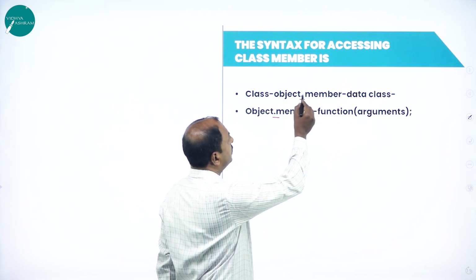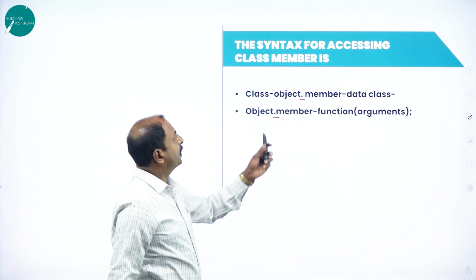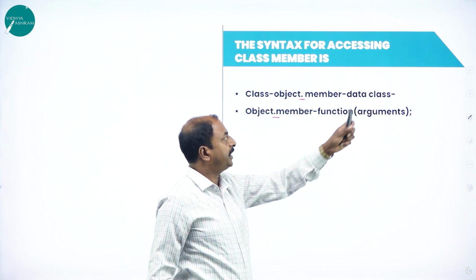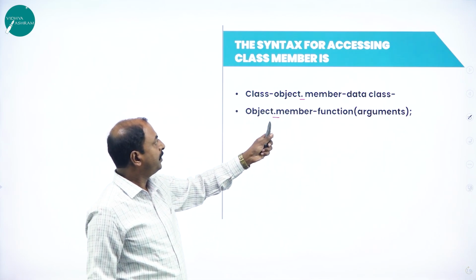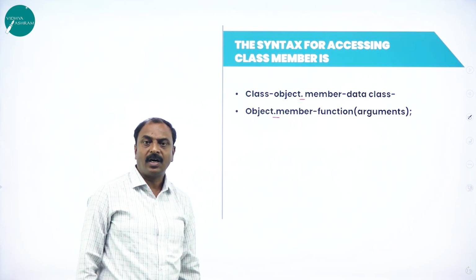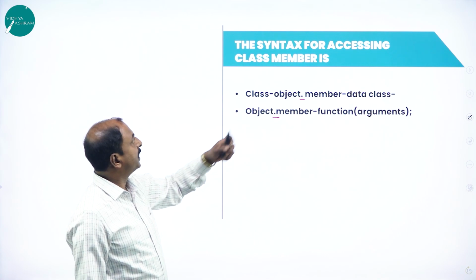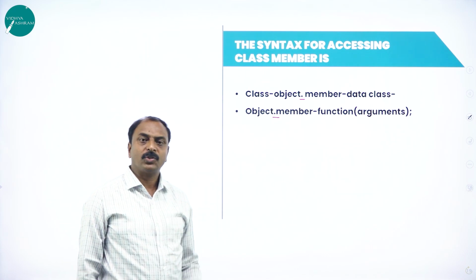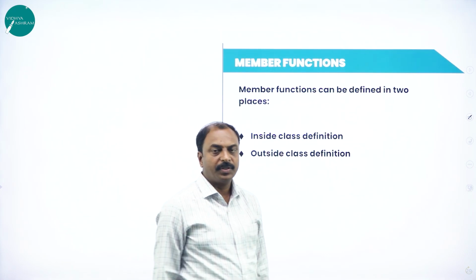Here these two can be accessed with this dot operator. The dot is an operator. So object name dot member data and object name dot member functions. These are the syntax with the help of which we can access the members of a class. Now let us move on to the next slide.